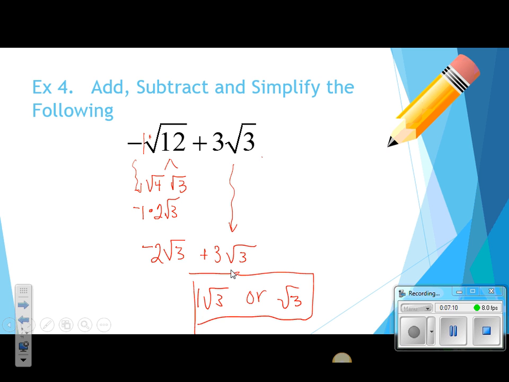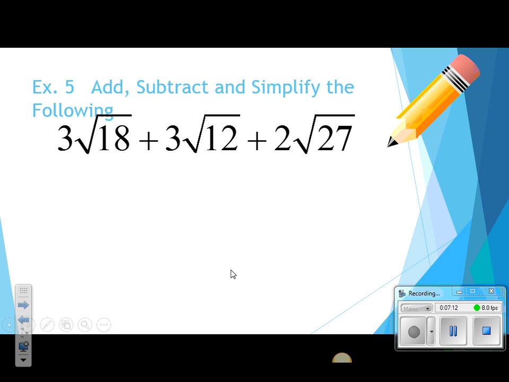All right, let's do example number 5. It says 3 square roots of 18 plus 3 square roots of 12 plus 2 square roots of 27. Oh my goodness, I have 3 terms here, and not one of them looks the same. So it probably is going to be that I have to simplify all of these. So we'll start with the square root of 18. What two things multiply to make 18? One being a perfect square. Yep, you got it. 9 and 2. The square root of 9 is 3. Bring the times 3 down. 3 times 3 is 9. So this would be 9 square roots of 2.